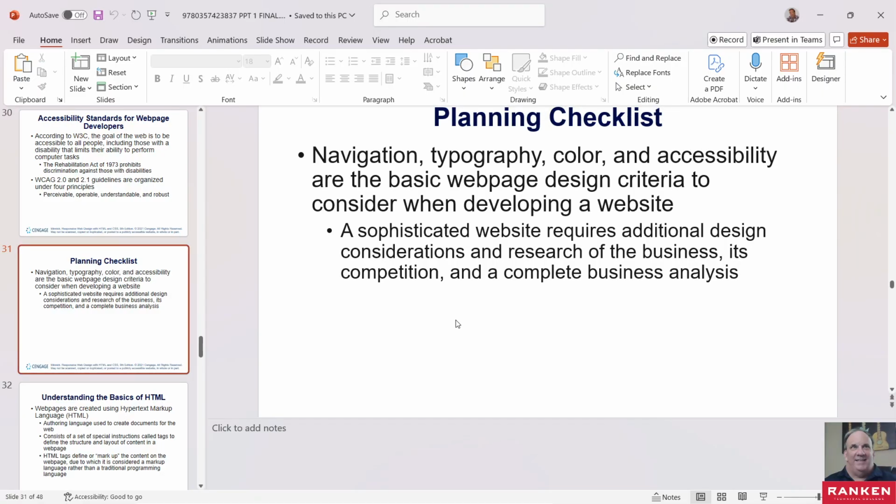Planning checklist. So just telling you, you should have planning checklists. Navigation, typography, color, and accessibility are all the basic web page design criteria to consider when developing a website. You don't just go out there and start creating things, right? There needs to be a process behind what you're doing, and planning and review, and you get some feedback, right? It's very important in any kind of software thing. Even if you just come up with some idea, if you come up with some idea that you're thinking, I want to build something, I have this idea.